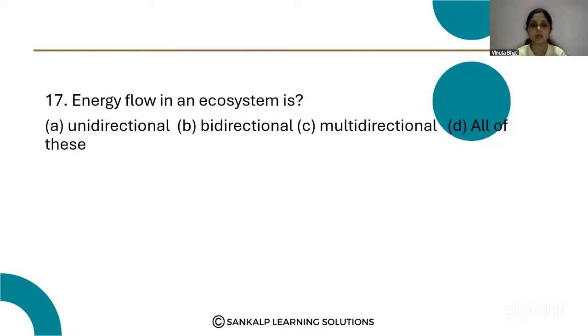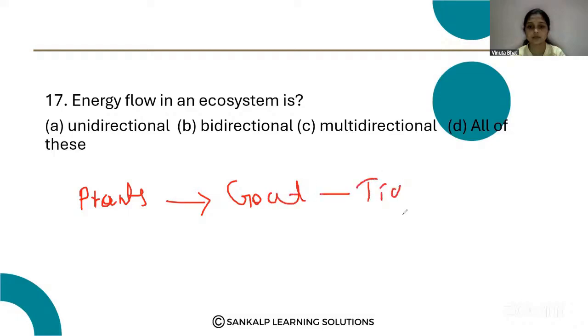Question number 17. Energy flow in an ecosystem is unidirectional, bidirectional, multidirectional, all of these. So here, energy flow means producers, plants. Okay, I'll take it as plants, then goat and tiger. So this is one energy flow, right? So here, sunlight.